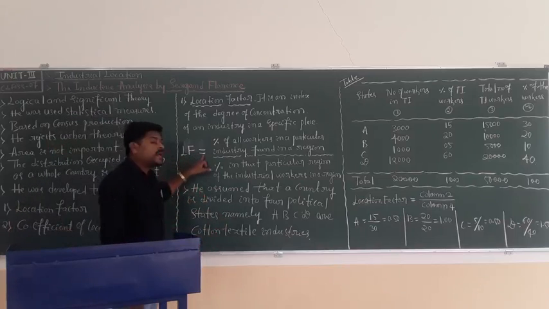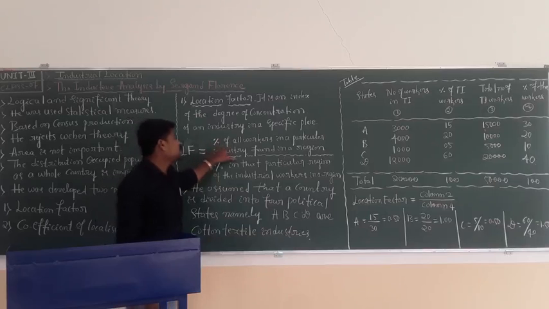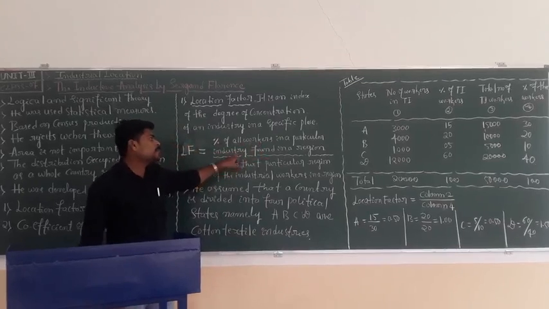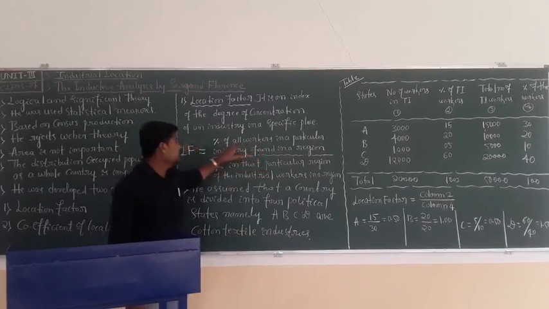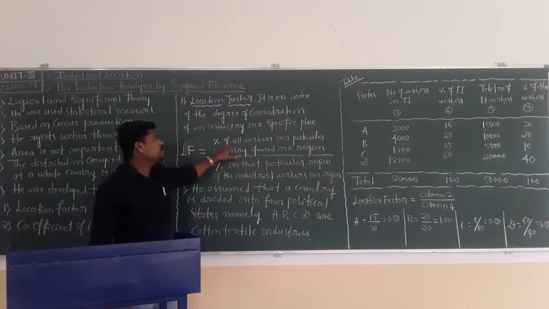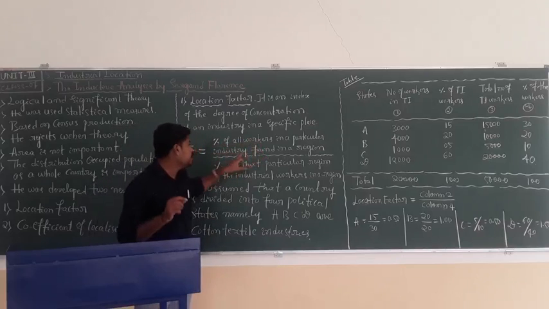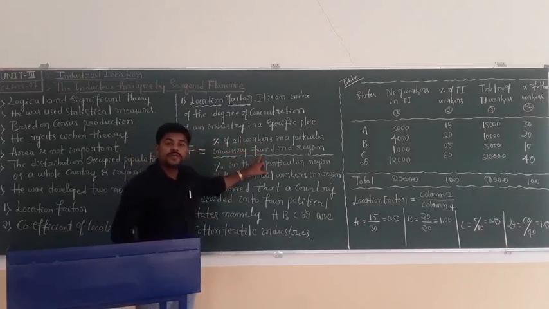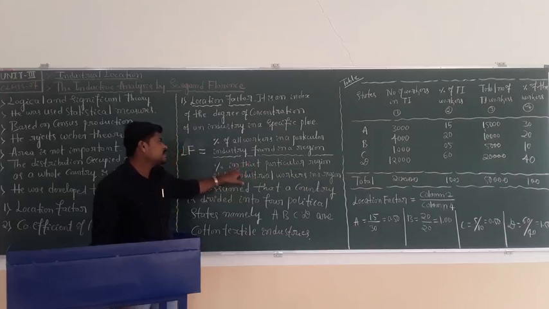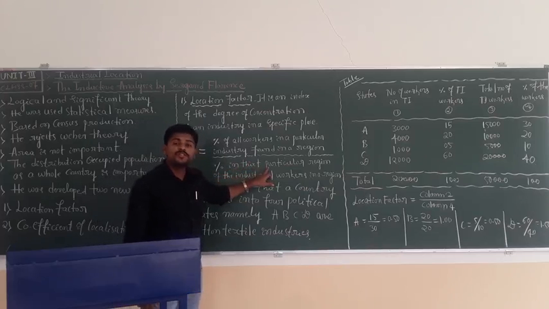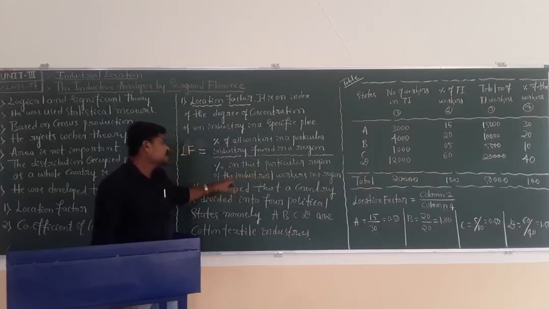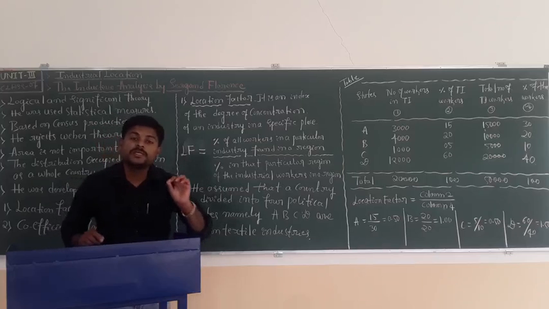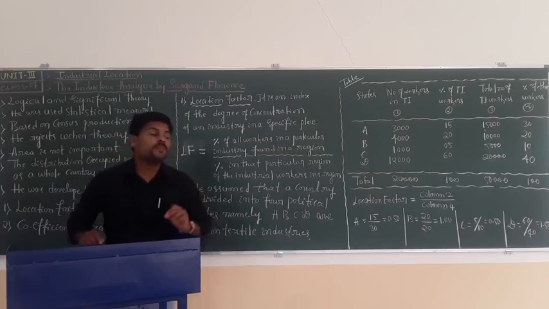The location factor is equal to the percentage of all workers in a particular industry found in a region, divided by the percentage of the industrial workers in that particular region. That gives us the location factor.